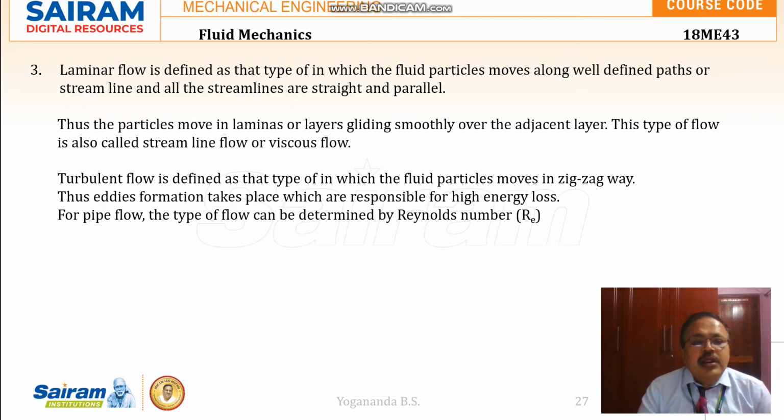Then laminar flow and turbulent flow. Laminar flow, lamina means layer. If the flow is taking place in layers very calmly, so the fluid particles are moving along well-defined paths or streamlines, that flow will be called streamline flow or viscous flow. Because of viscosity, the flow is not turbulent here. So it is flowing in the form of layers.